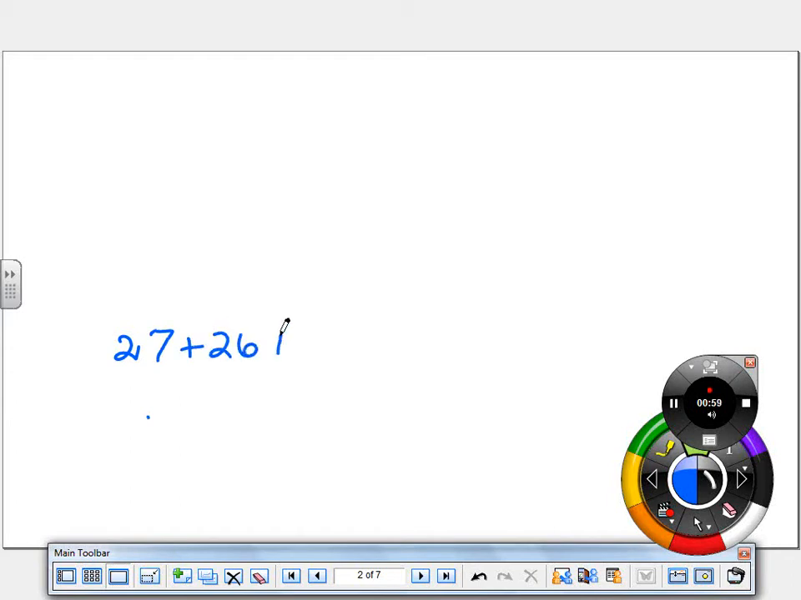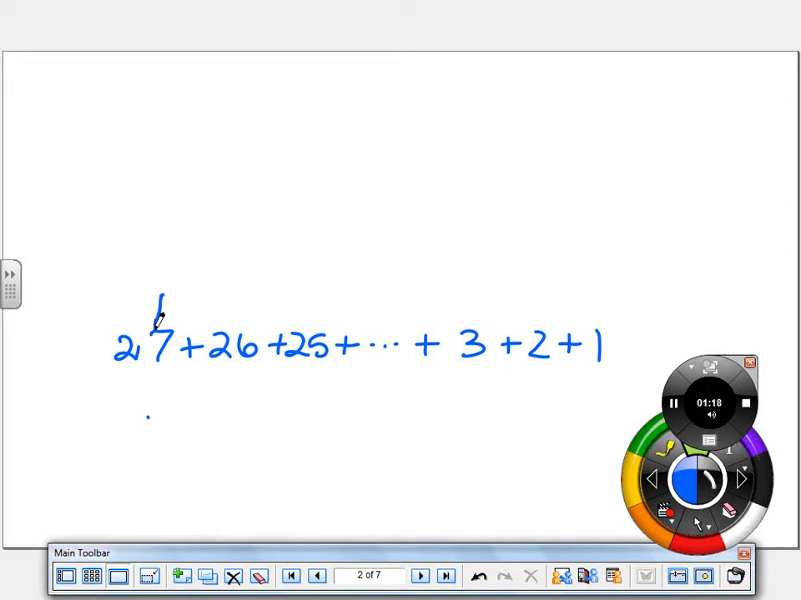26, 25, all the way down to 1. I'm going to do it like 3, 2, 1. So instead of putting this into the calculator, you can notice there is some pattern of what's going on here.